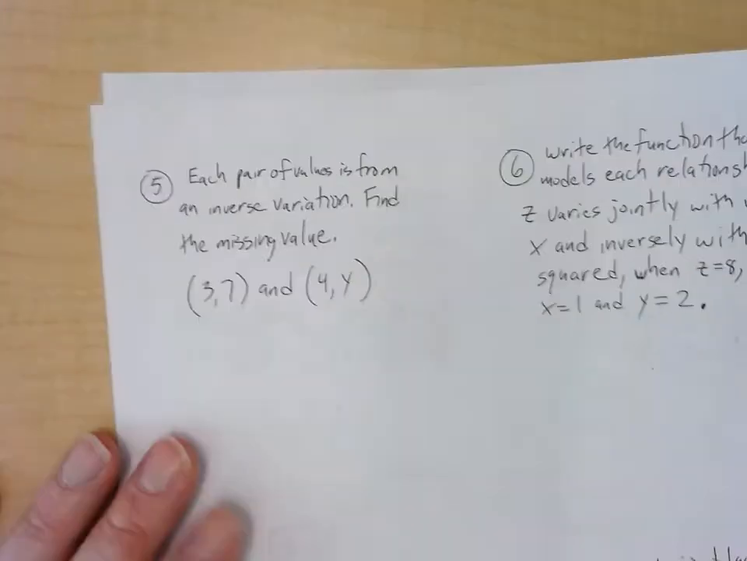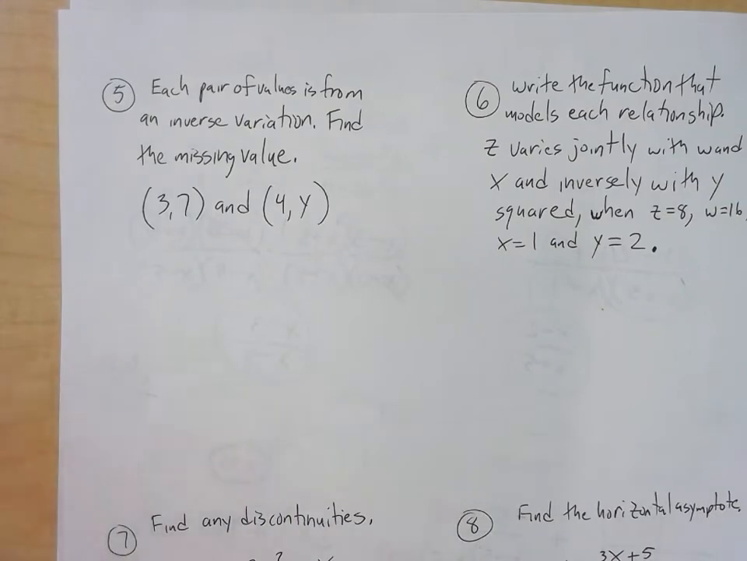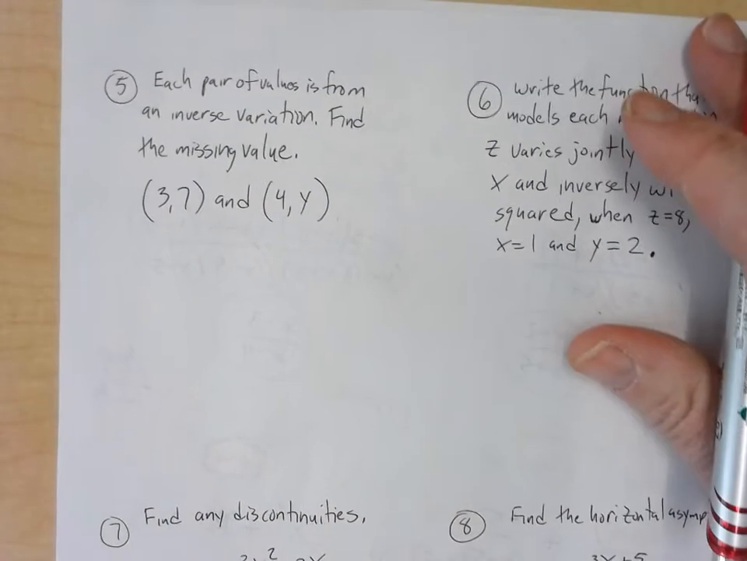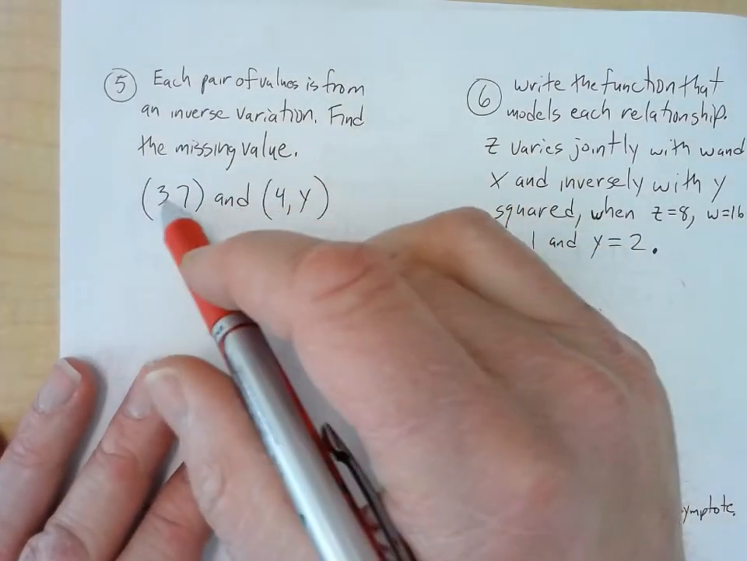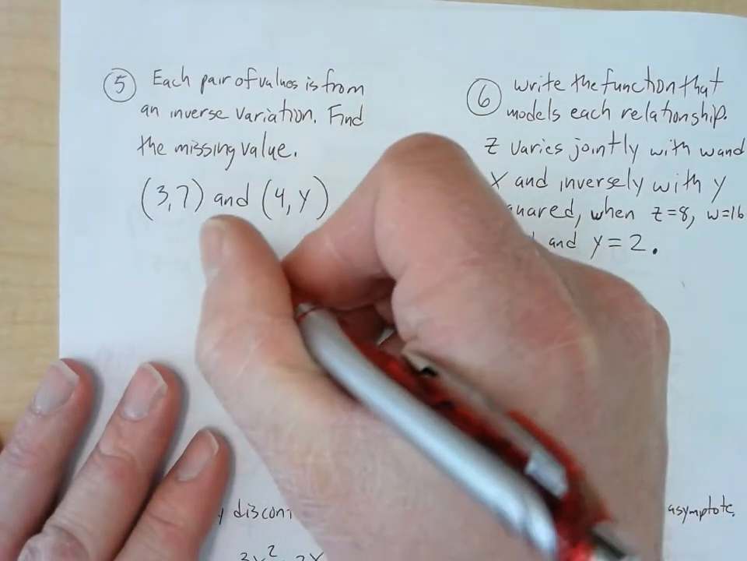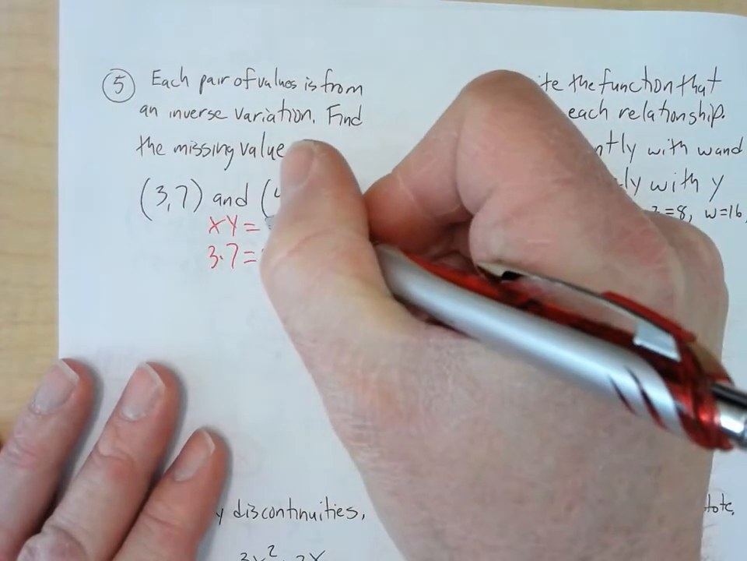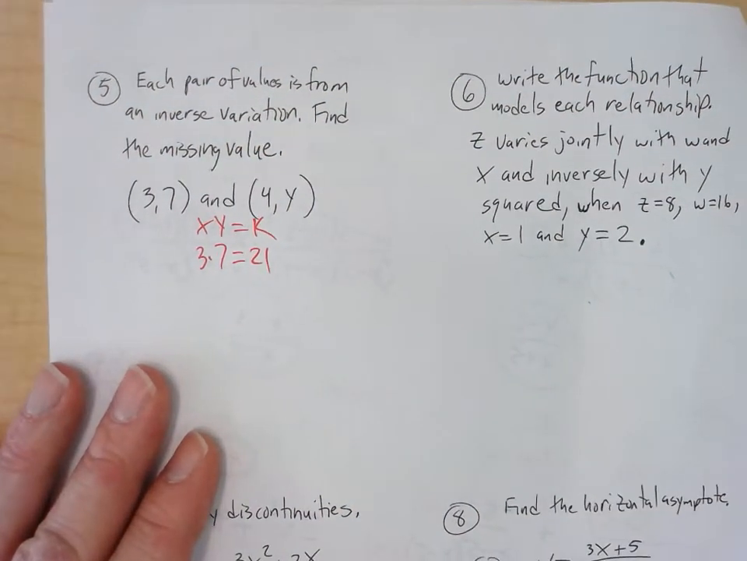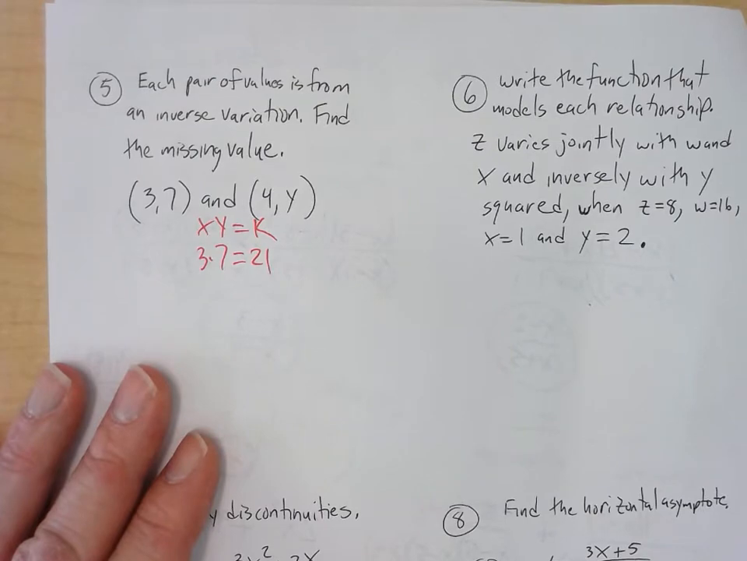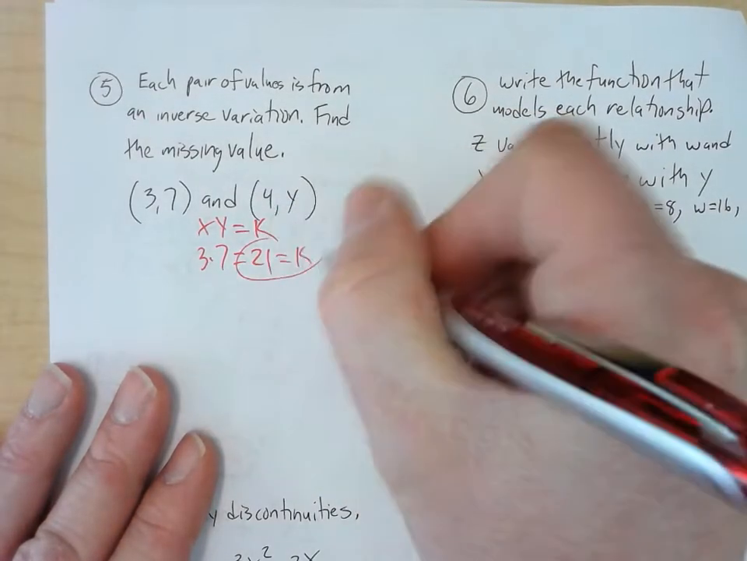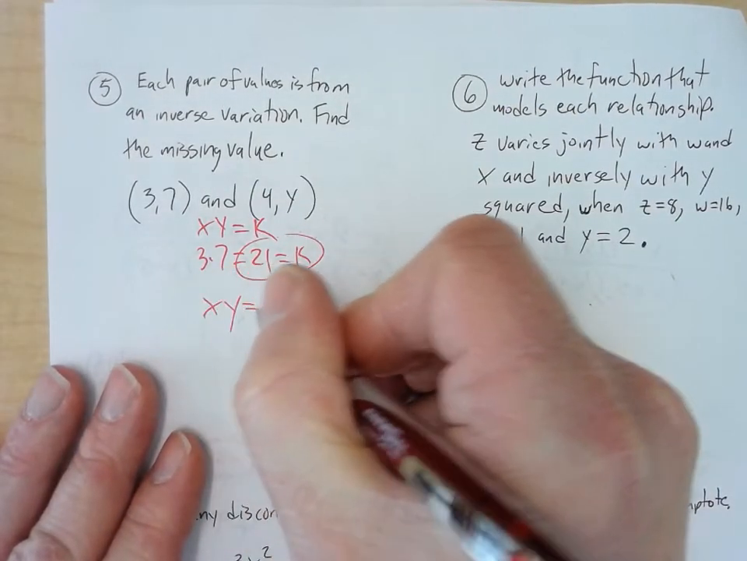Okay, the next page, 5. Number 5, we know that it's an inverse variation, so we multiply these together. So 3 times 7 is equal to 21. So x times y is equal to k. That's what a direct or inverse variation means. So we know k is equal to 21. Now I can write the formula, x times y equals 21.